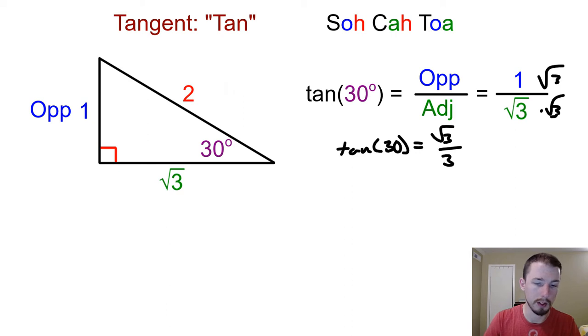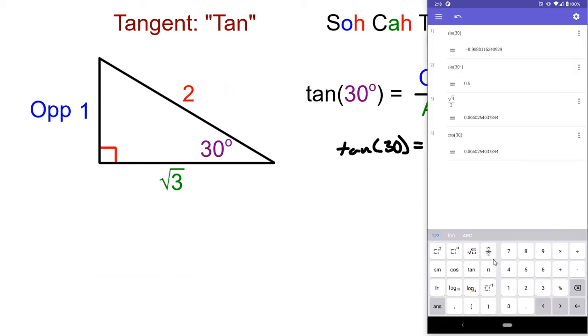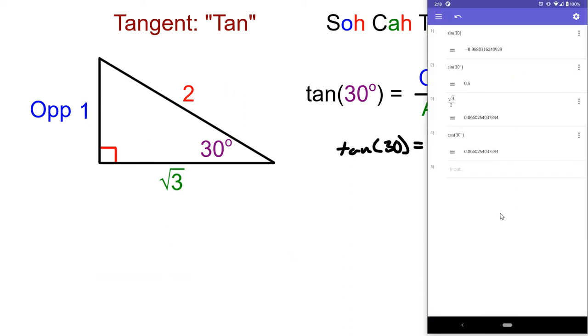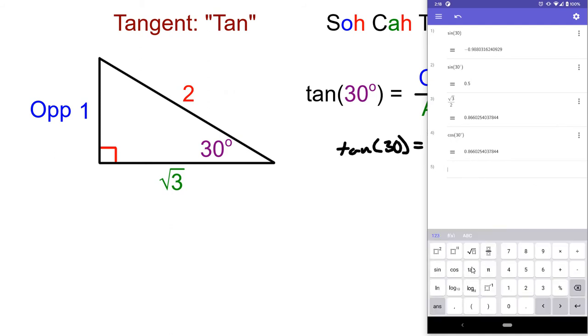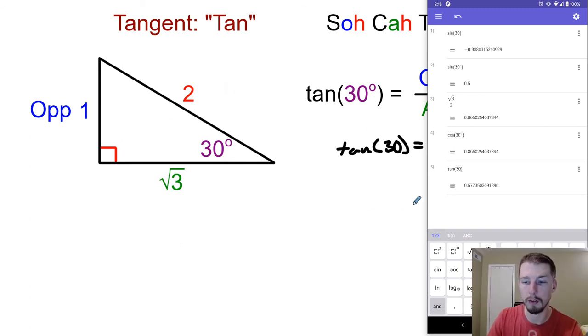All right, so whenever I put this in the calculator, we're going to do the tangent of 30, which we should get 0.5777 or whatever. And if we put it in as radical 3 over 3, we get the exact same thing there as well.